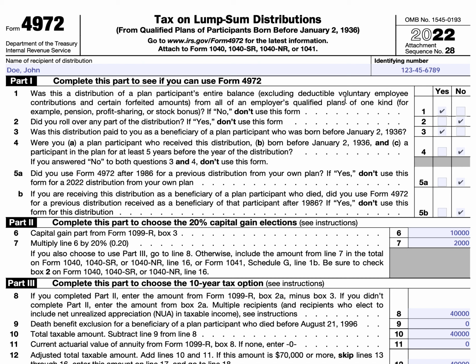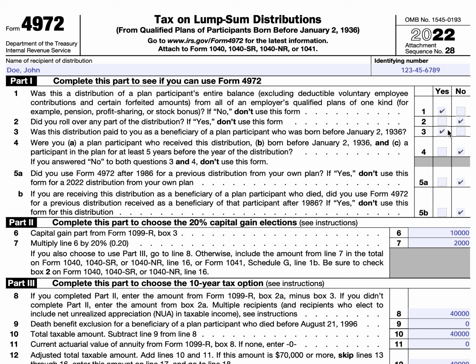So question one, was this a distribution of the entire balance from all of an employer's qualified plans of one kind? So a profit sharing plan, a pension plan, stock bonus plan. To use this form, you have to completely liquidate the entire balance. So we checked yes. And then in question two, did you roll over any part of the distribution? You can't use the form if you did that. So we did not do that.